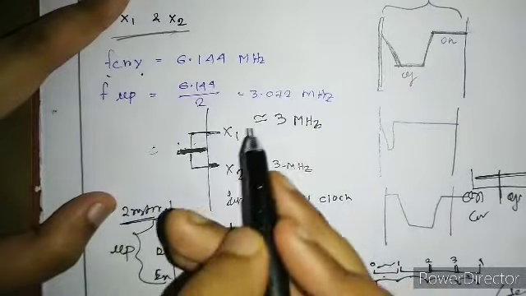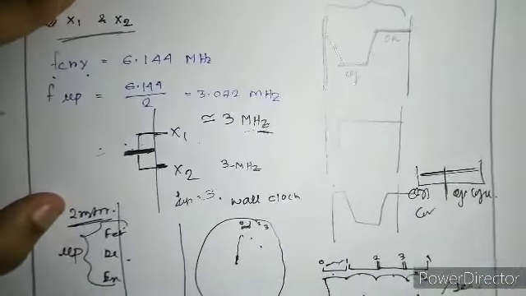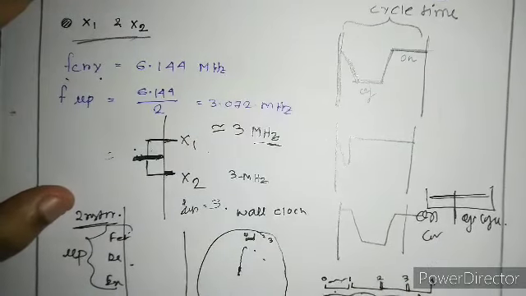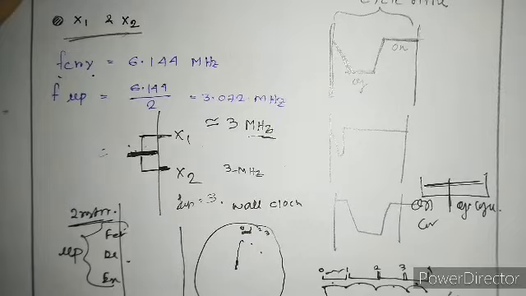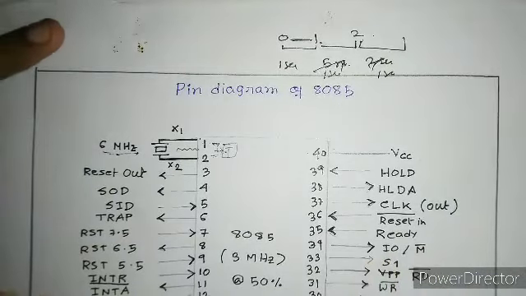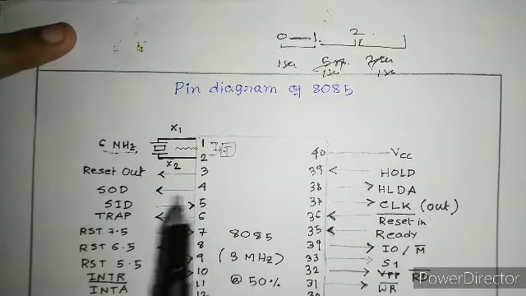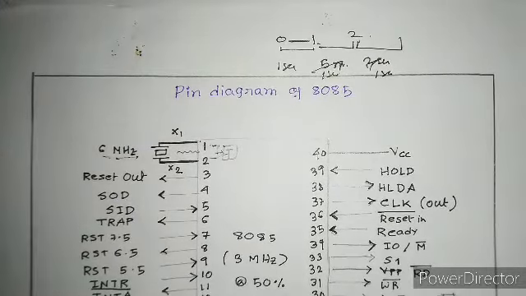Okay, so this is how the frequency works, and this is why the clock is used to always trigger the microprocessor to make another instruction come, then another. Okay, X1 and X2, I think I have told you what they do. Next is reset out. But for reset out, I want you to understand what reset in is.